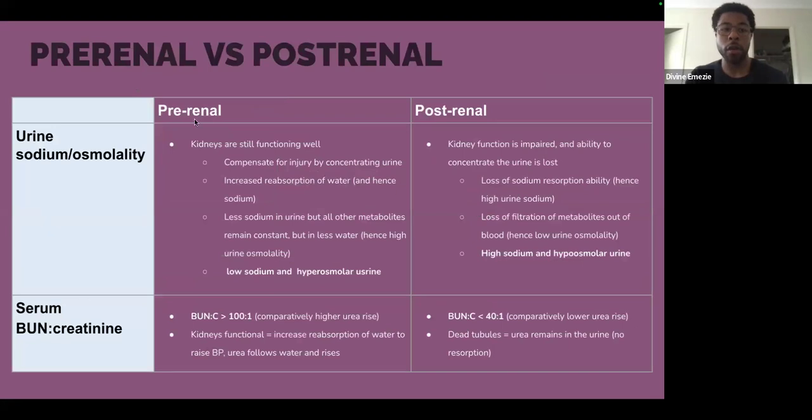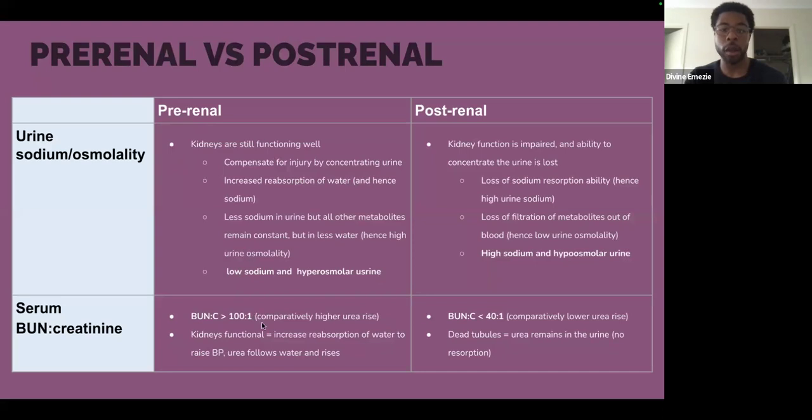So again, just on thinking about differentiating pre- and post-renal causes of AKIs, we can think about the differences in how they affect electrolytes, particularly sodium, as well as creatinine. In pre-renal AKI, remember, it's a systemic issue. The kidneys are still functioning well, but they compensate for the injury to them because of systemic hypotension and such. And so they'll concentrate urine, and to do so, they'll reabsorb water, and sodium goes with water. So our urine ends up being hyperosmolar, high in many other metabolites because it's very concentrated, but low in sodium.